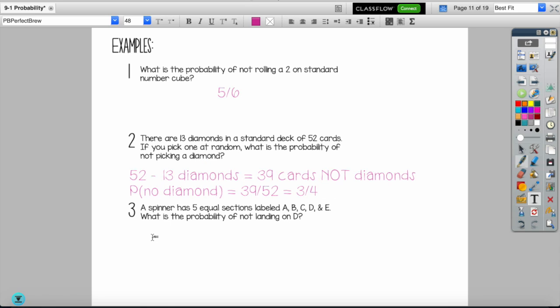Now, a spinner has 5 equal sections labeled A, B, C, D, and E. What's the probability of not landing on D? Well, there are 4 other sides that don't have a D labeled on them, so that's going to be 4 out of 5. And that's your basic probability.